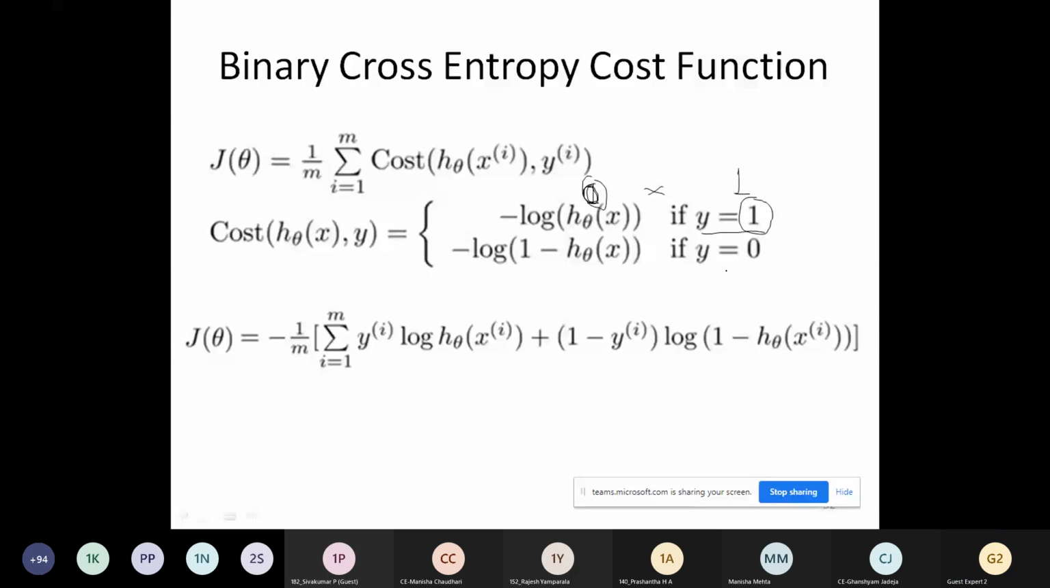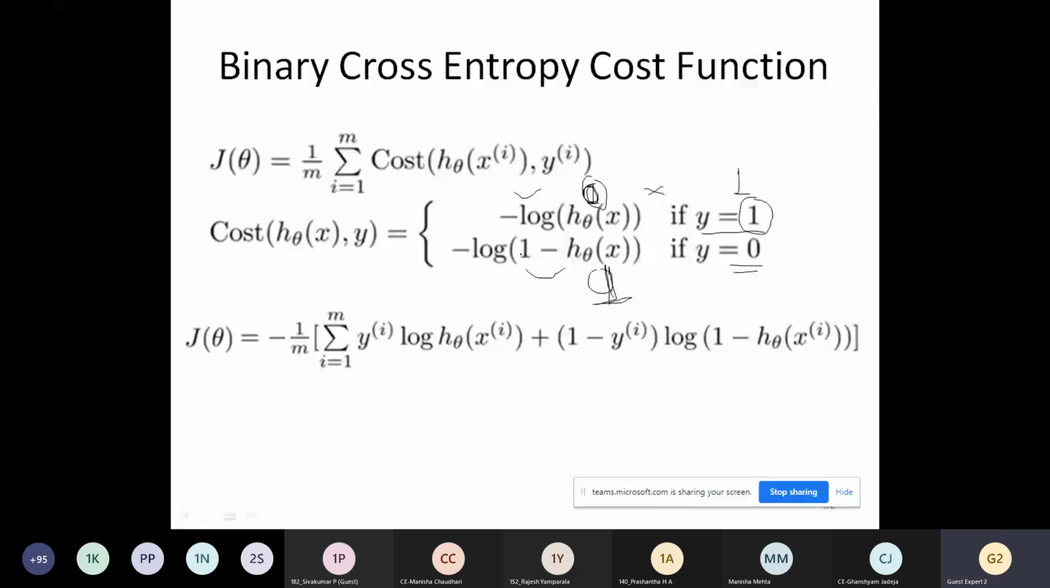Same way, if y is 0 and I have predicted 0, then the cost is log 1, which is 0. If the correct value is 0 and I have predicted 1, that is what I have misclassified. Then in that case, the cost is minus log 0, which is some large positive number. So the cost is very large if I have misclassified. So this is why this is used to calculate the cost of classification.